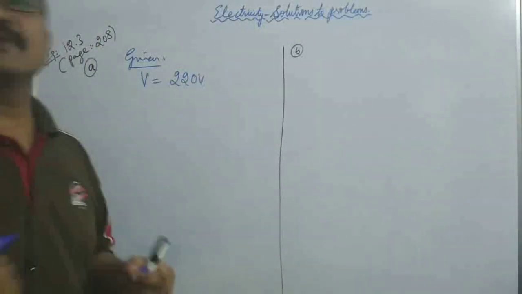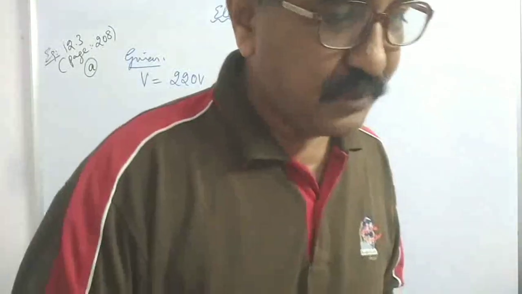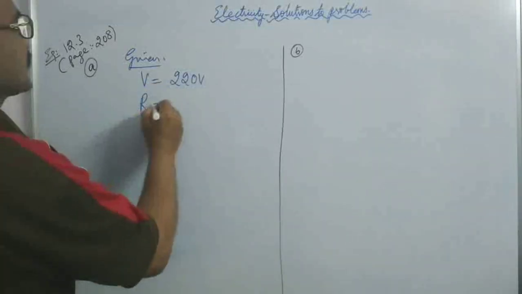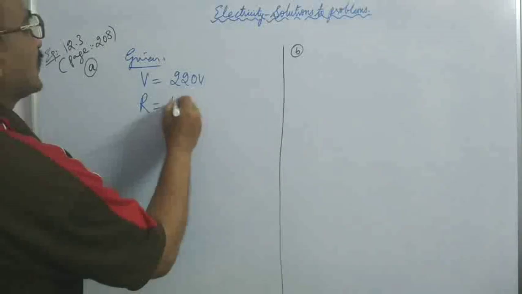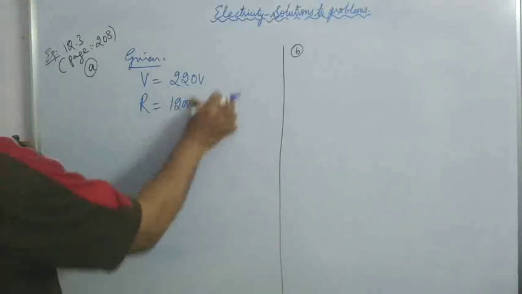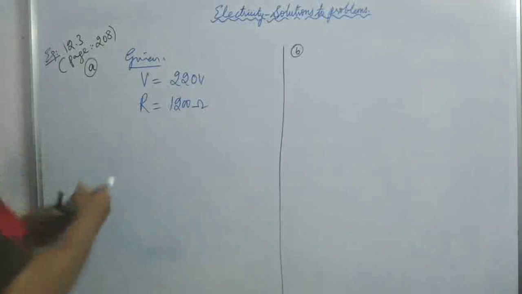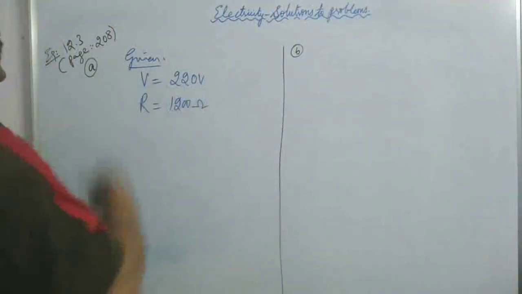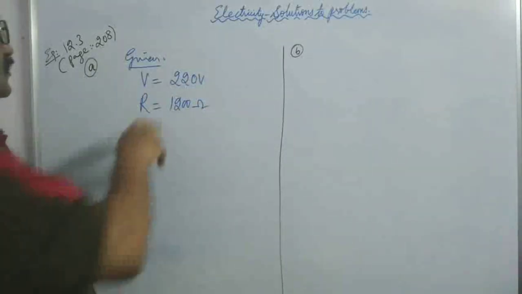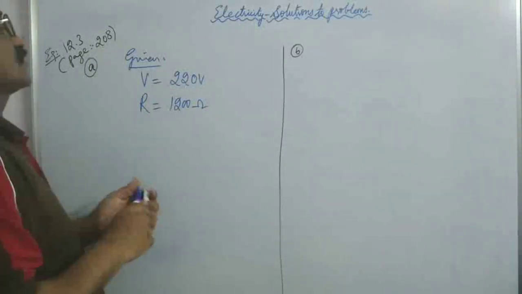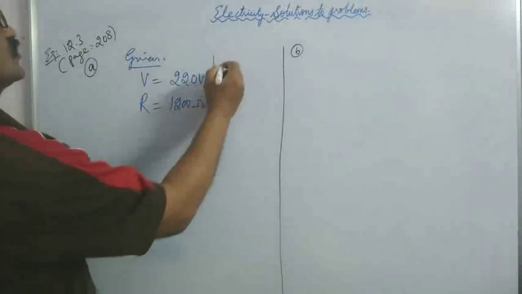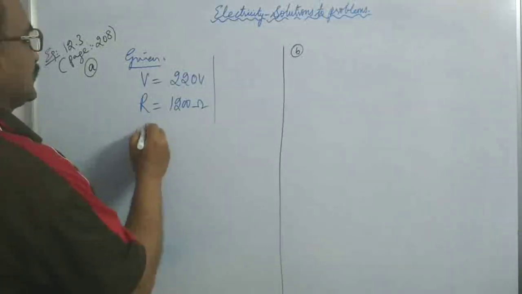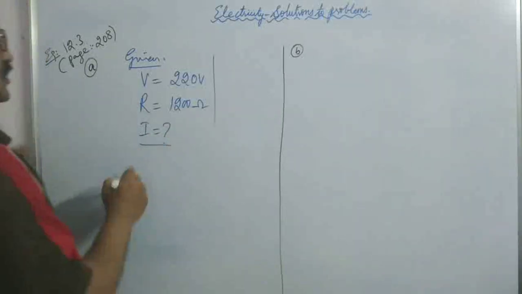And what is given next, children? The resistance of the bulb filament is 1200 ohm. So the resistance R is 1200 ohm. What is he asking? How much current is going through this filament? The voltage is this, and the resistance is this. So we have to find the current.